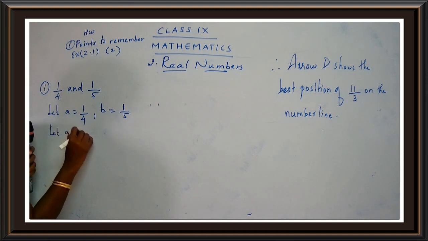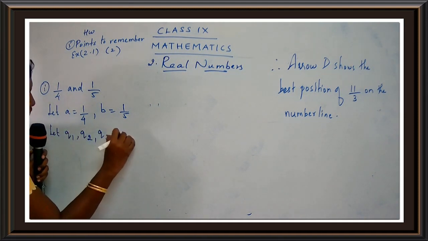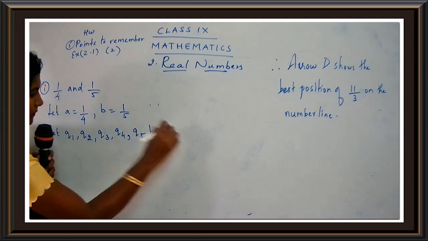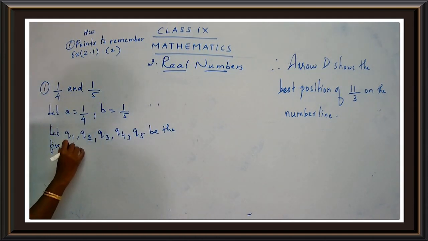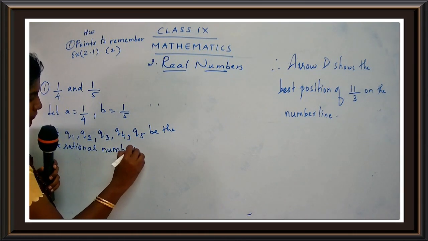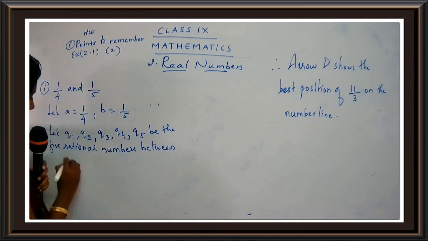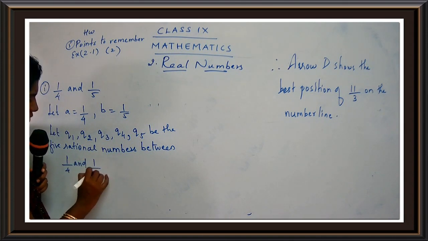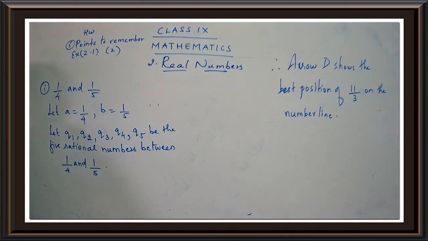Let Q1, Q2, Q3, Q4, Q5 be the 5 rational numbers between 1 upon 4 and 1 upon 5. Getting my point, children? We have to find 5 rational numbers, so I am just naming them Q1, Q2, Q3, Q4 and Q5. Shall we proceed with the answer, children?